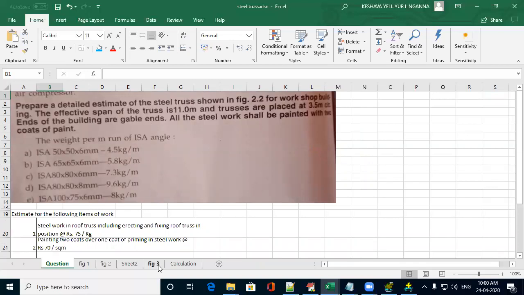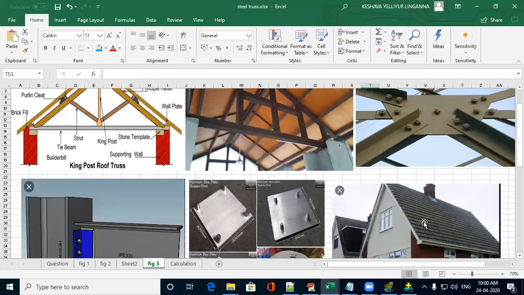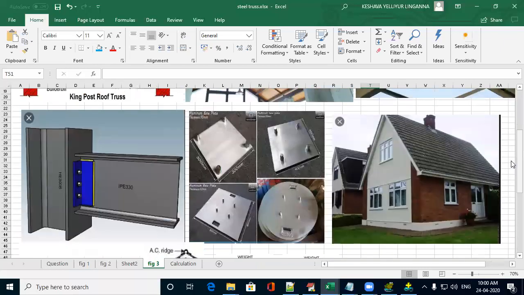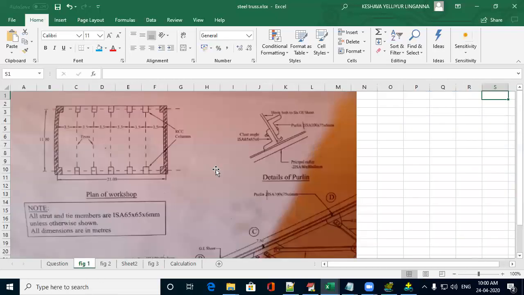What is gable end? I'll show you here. See, if you have a sloped roof like this, these ends of the roof, in case of sloped roof, these walls are called as gable ends. These two ends are gable ends. In the same way, here you have the walls with gable end.